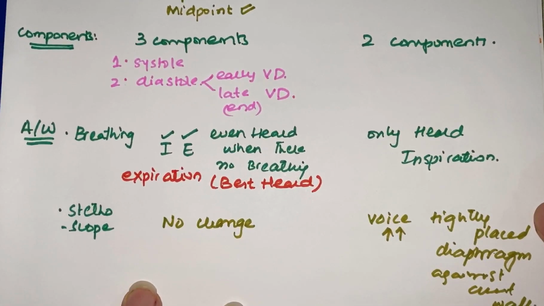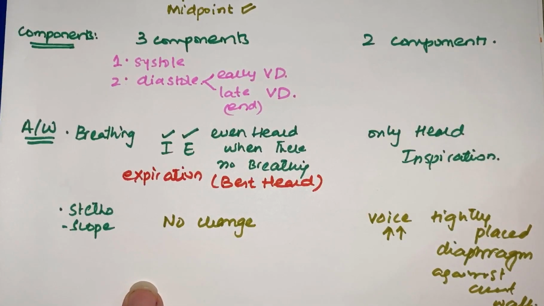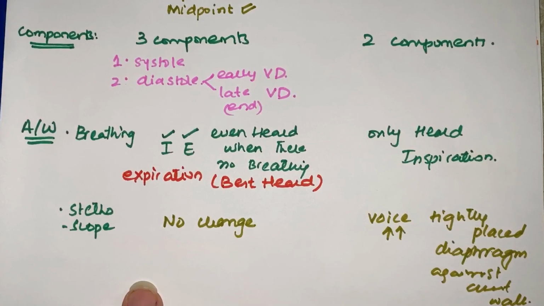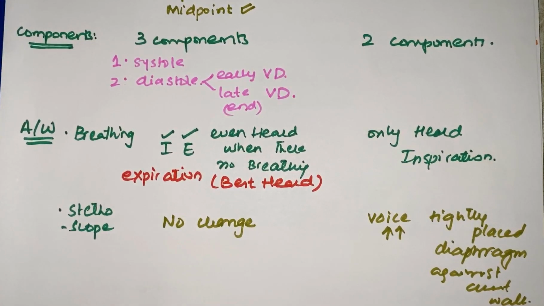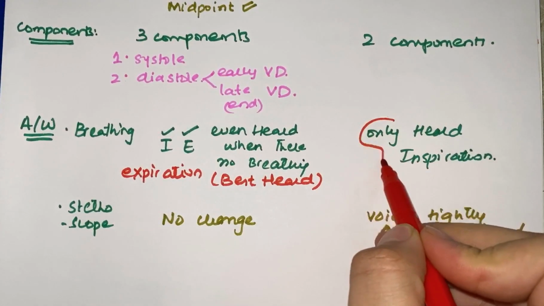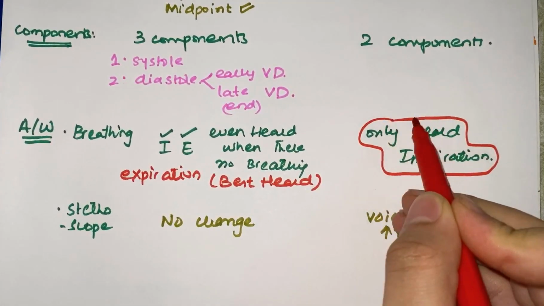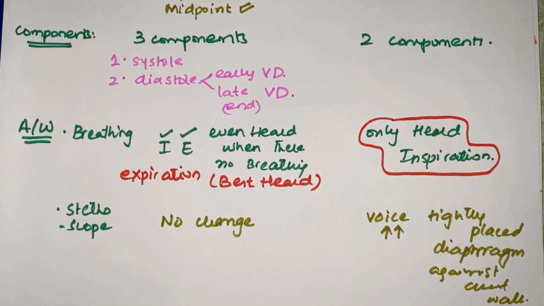Association with breathing: pericardial friction rub is not associated with breathing. It is heard during inspiration, during expiration, and even if the breathing movement is stopped, but it is best heard during expiration. Pleural friction rub is only heard during inspiration. It is a very important point. It will help you out. It can even come in your MCQs, or somebody can ask you about the relation with the stethoscope.